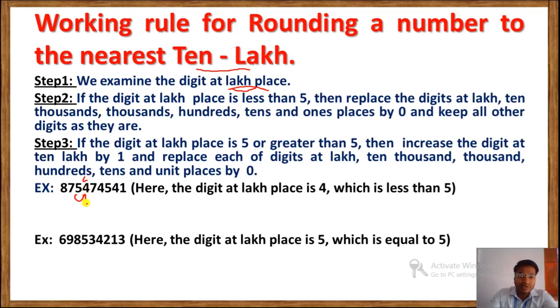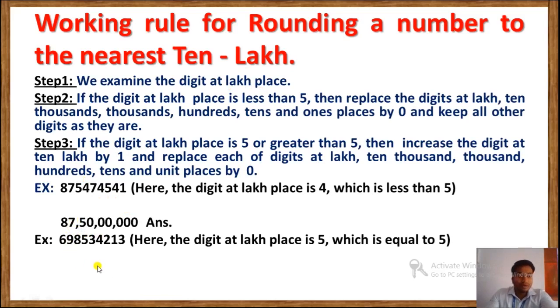So what we have to do? We have to make this one 0 and this also. This one, this one, this one, this one, this one. All will be 0. And this side we have to write as it is. That means 8, 7 and 5 will be added. Understood? So this is how we can round off, as you can see on the screen.